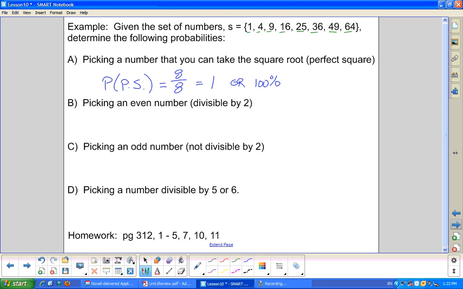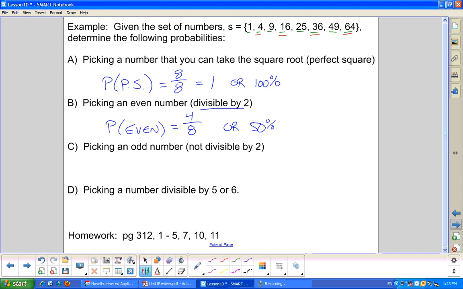Picking an even number. Remember that's got to be divisible by 2. So the probability that we have an even number. I'll change to red on that. Even numbers are divisible by 2. So our 4, our 16, 36, and 64. Counting those up, there are 4 possibilities, and there's still a total of 8 numbers. So that's a 50-50 chance. So you have a 50% chance that you're going to draw a number divisible by 2.